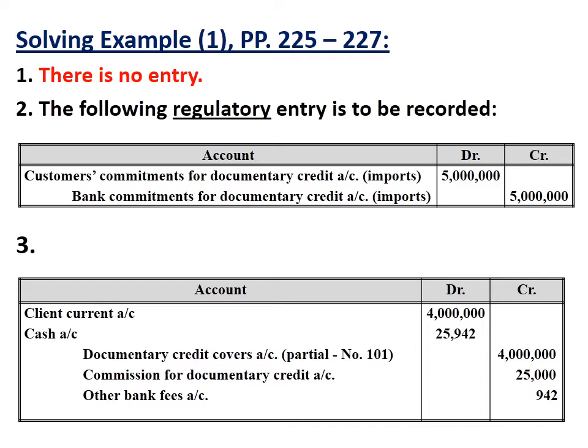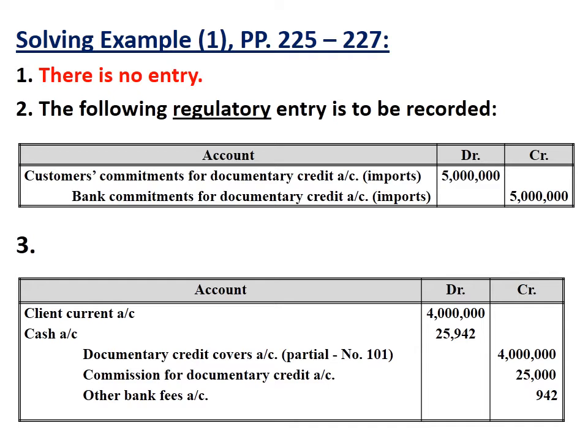Now, example 1, that is pages 225 to 227, where you find the 5 steps with the 5 entries that should be recorded according to this example. On page 225, it says that the following transactions are available with regard to the documentary credits in one of the Egyptian banks during the month of October 2018, and we are required to record these transactions in the general journal of the mentioned bank during the month.